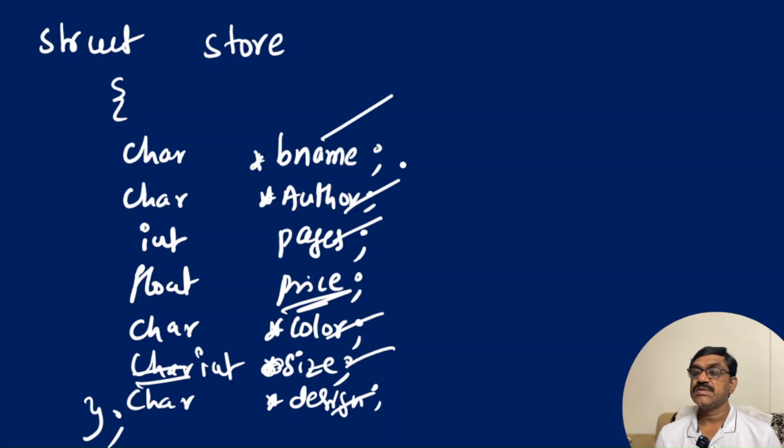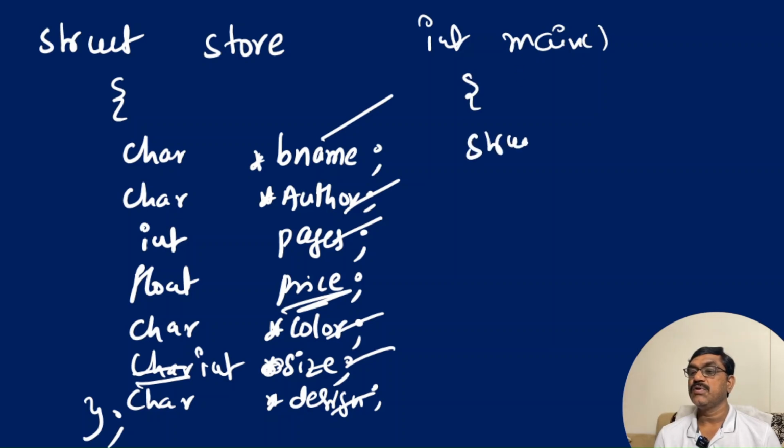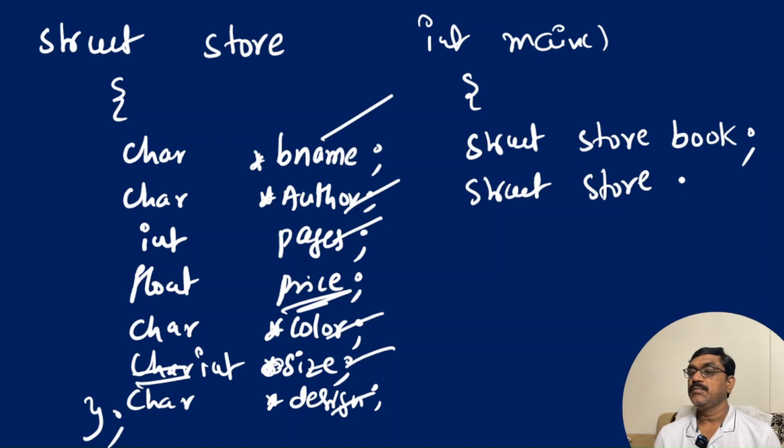Now after creating this structure, next we start from main, int main and opening brace. Here I'm going to create a variable like struct store, and I'm taking the variable called book. Struct store book, semicolon. In the next line again I'm going to create struct store, using the variable shirt. I'm using two variables, one is book, another one is shirt. That means I have created the structure variable book and structure variable shirt.